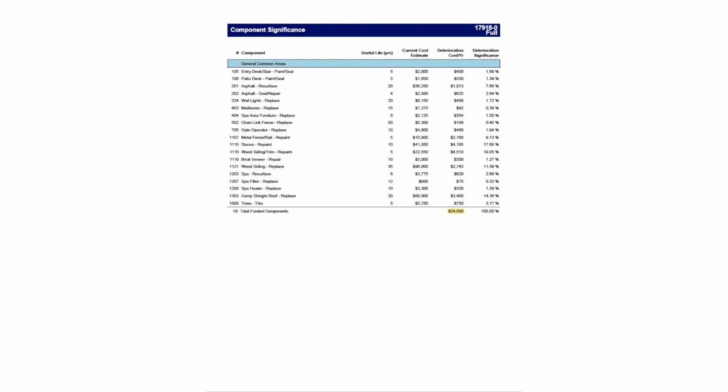In this example, the total annual deterioration is $24,000 or about $2,000 per month. Or in other words, at least $2,000 per month must be put into the reserve account just to keep pace with the ongoing deterioration that the property experiences each month.